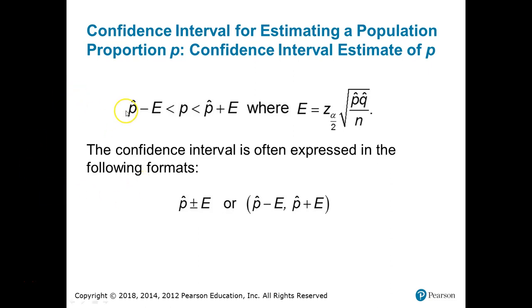Okay, so just some ways to express confidence intervals. You can either say p hat minus margin of error is less than the population proportion, which is less than the sample proportion plus the margin of error. You can also express it either of these two ways, where it is the sample proportion p hat plus or minus the margin of error, or we can express it as this kind of interval notation.